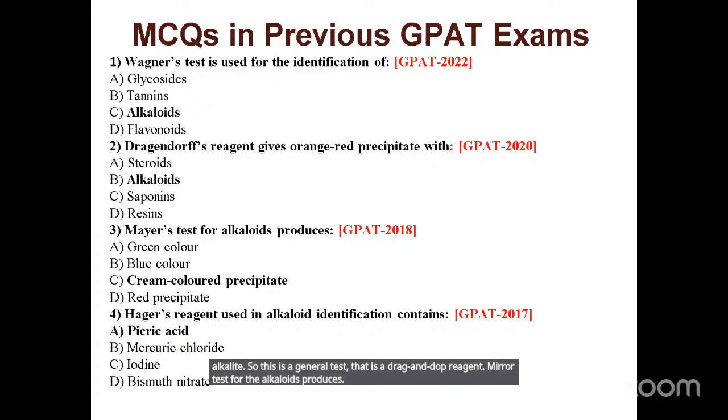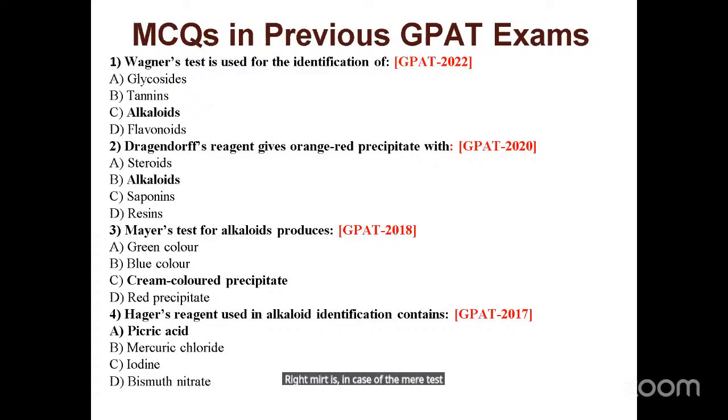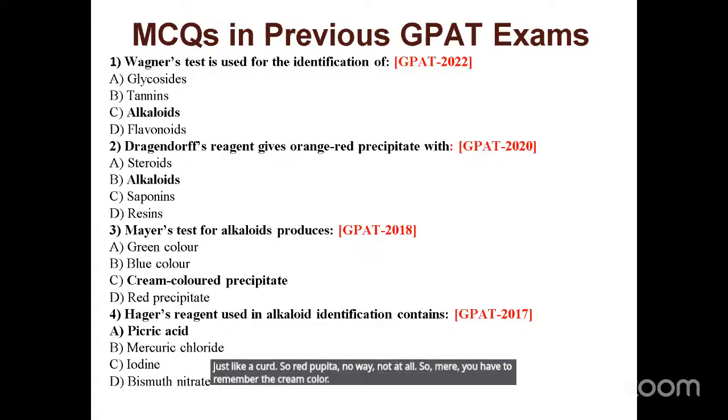Mayer test, in case of the Mayer test, as we have seen, particularly potassium mercuric iodide. So here green color, blue color, cream color precipitate. So the cream color precipitate, you know very well, there is a cream color, just like curd, you will get that color, right? So red precipitate, no way, not at all. So for Mayer, you have to remember the cream color precipitate.